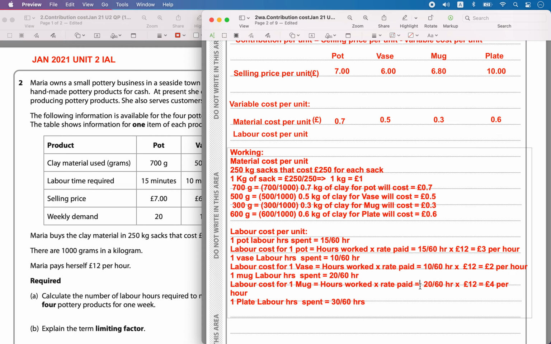So now the labor cost for the plate we have to calculate. So let's calculate the labor cost for one plate. So that is equal to, she works for 30 by 60 hours and she is getting paid at the rate of 12 pounds per hour. So that is going to be equal to 30 divided by 60 into 12. So that is equal to 6 pounds.